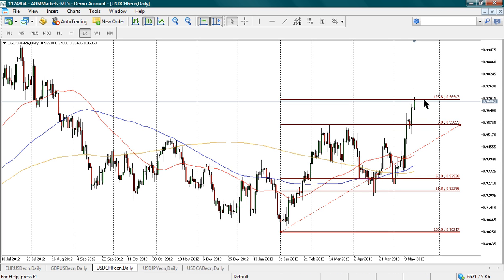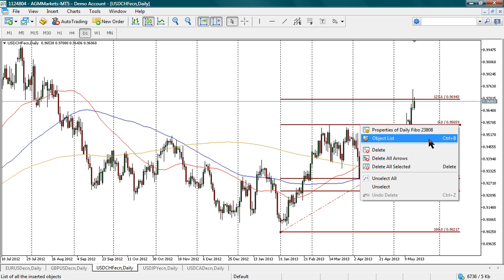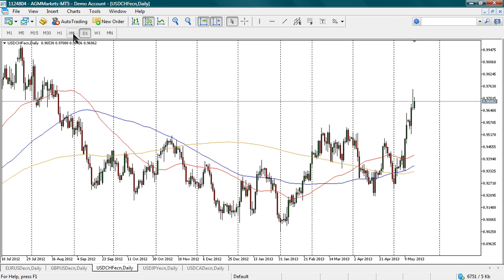You can see here on this dollar Swiss we're getting slightly stalling here at the 123.6. You can see buyers have come in at this retracement and they bank their profits at the 123.6, and that is exactly what's happening on this chart. So that's the daily, and that move has completed, in my opinion.